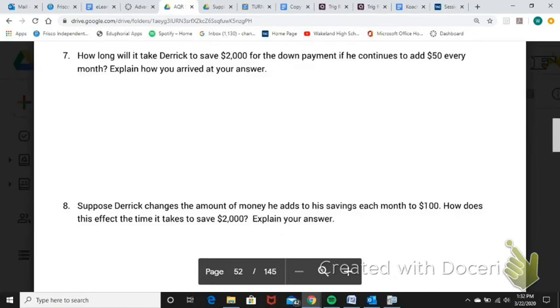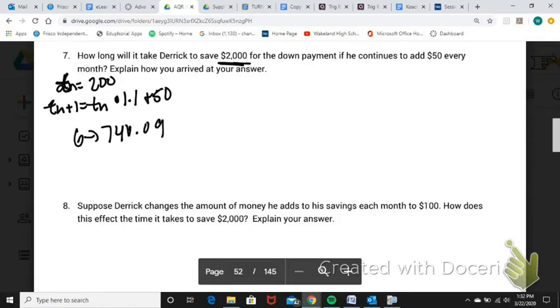All right, so number 7 wants to know how long it will take Derek to save $2,000 for a down payment if he continues to add that $50 every month, and wants us to explain how we arrived at our answer. So this is the function that we had where we had a t, not a d. So we start at 200, t of n plus 1 equals tn times our interest and plus that $50. So the way that we found it on that table in question 3 was continually adding whatever that number is, multiplying that times 1.1, and then adding $50 to it. So after 6 months, we figured out that he would be right here.